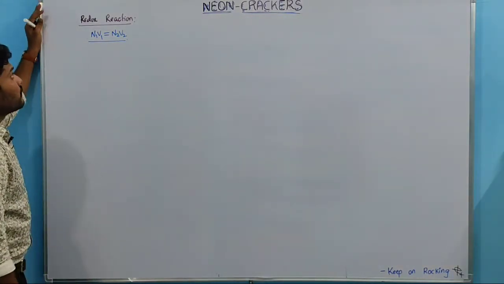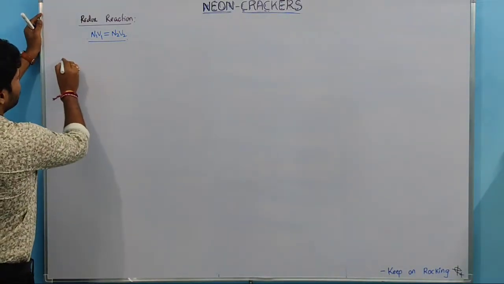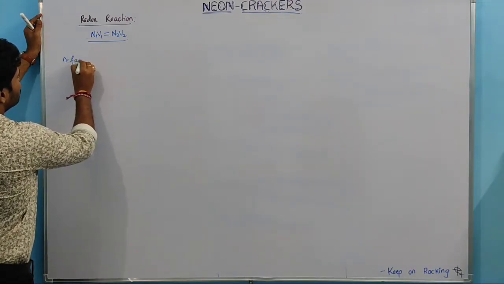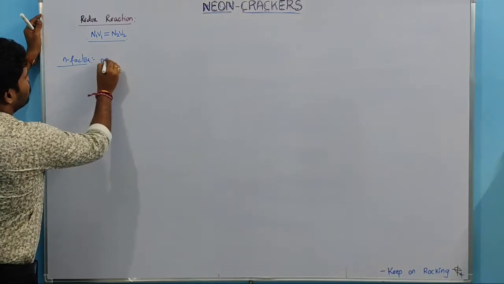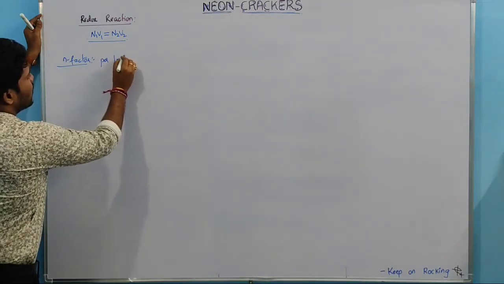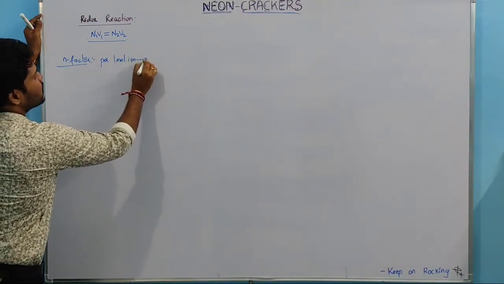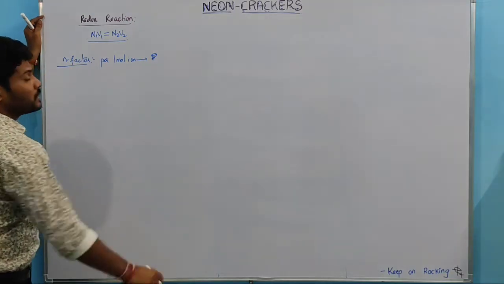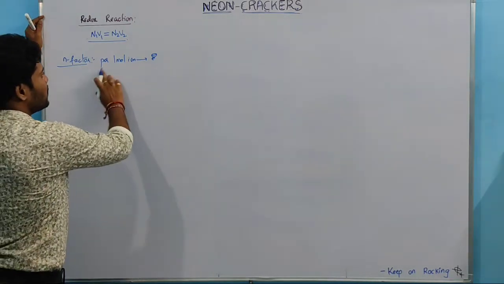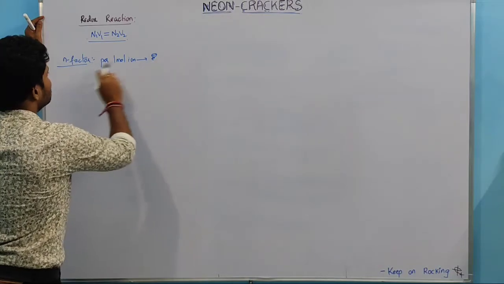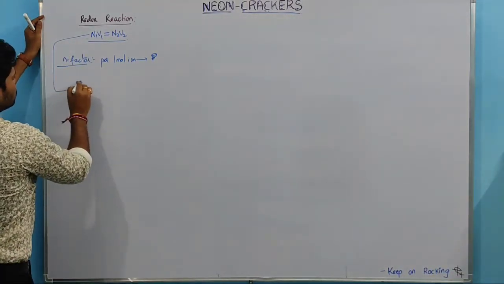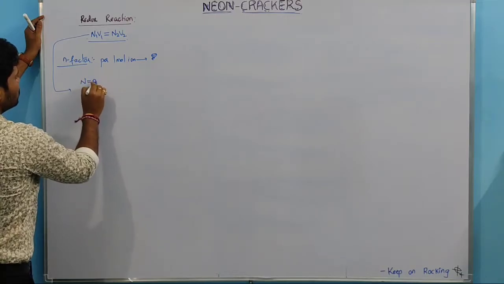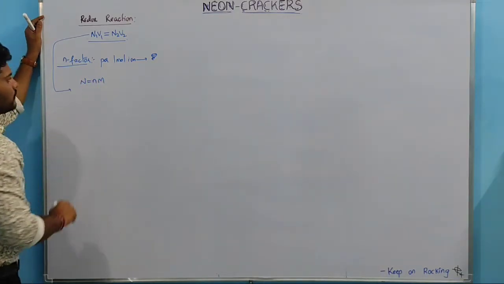But for redox reaction, what is the N factor? Per 1 mole of ion, the number of electrons to be transferred, that is called N factor. So from this, normality equals N into M, already normality equals N into M. What is N here? N factor.